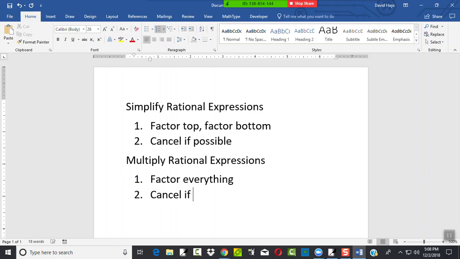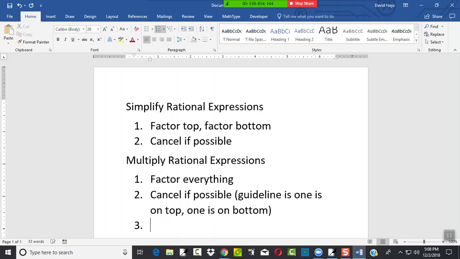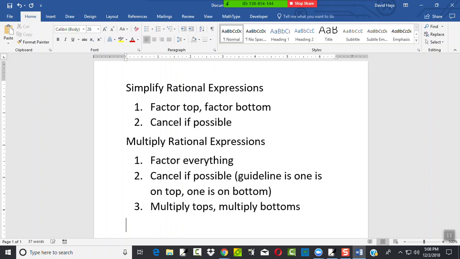Step 2, cancel if possible. Guideline is one is on top, one is on the bottom. They don't have to be in the same fraction. They can be, but they don't have to be. Just something's on top, something's on the bottom, they're the same. And then we'll multiply the tops, and we'll multiply the bottoms. Most times we don't actually multiply them together, you just put them next to each other.